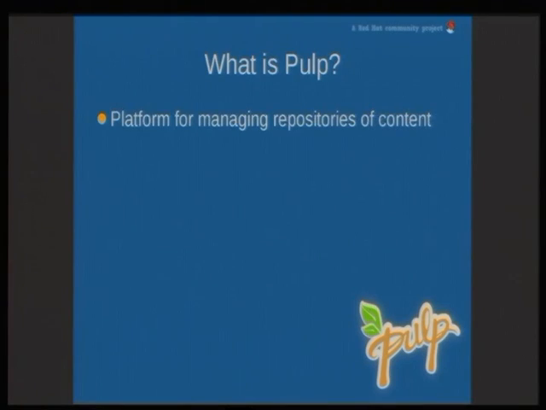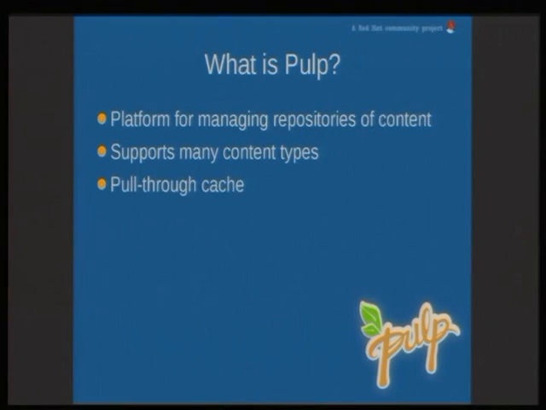As I mentioned, Pulp supports many content types, but meanwhile, it is not tied to any type. We have support for Python packages, for Docker images. I will tell you more about that in a couple of slides. I will tell you in this session about the new brand feature called Pull Through Cache. It is available in the 2.8 version.